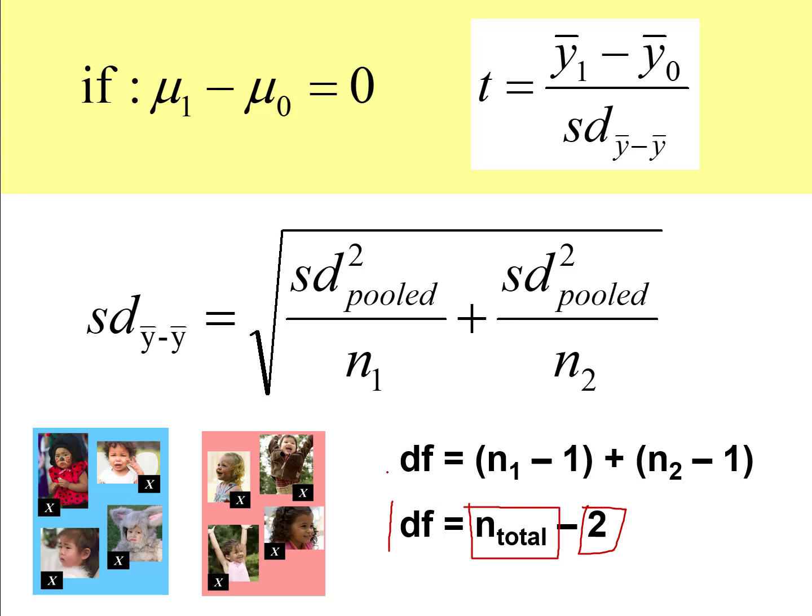You could say degrees of freedom is equal to your degrees of freedom for group 1 plus degrees of freedom for group 2, or you could simply say it's your total sample size minus 2. So degrees of freedom is a little bit different.